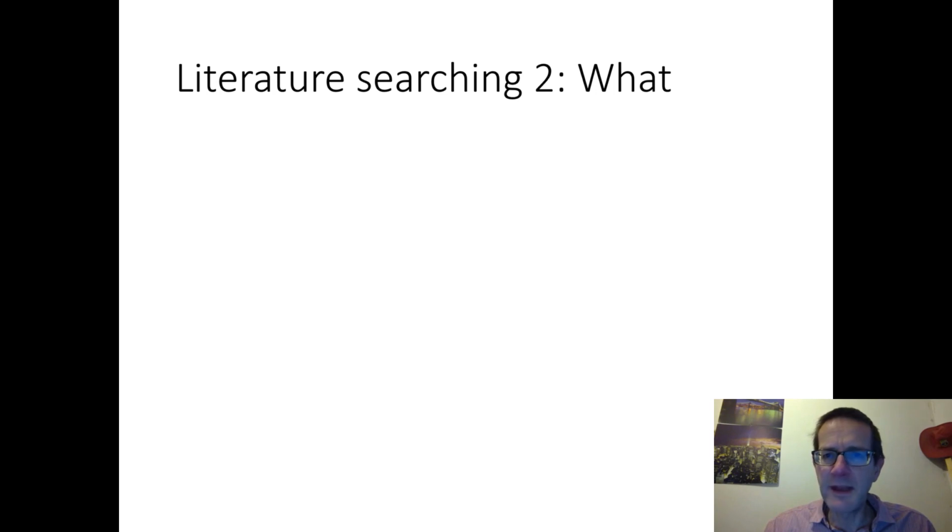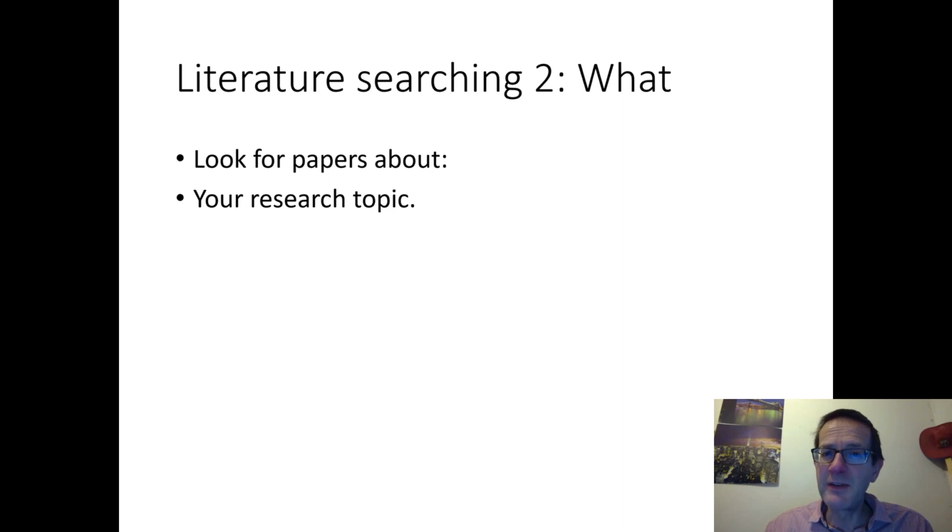So next stage of literature searching. What do we look for papers about for the literature search? Well, mainly the research topic. So this is the obvious thing. Your literature search should find papers most related to your research topic, and you should try to be as comprehensive as possible and really completely comprehensive for recent research. So you can get away with being less comprehensive for older papers, I think, but you do need to make sure that you've captured all the recent research on your topic.